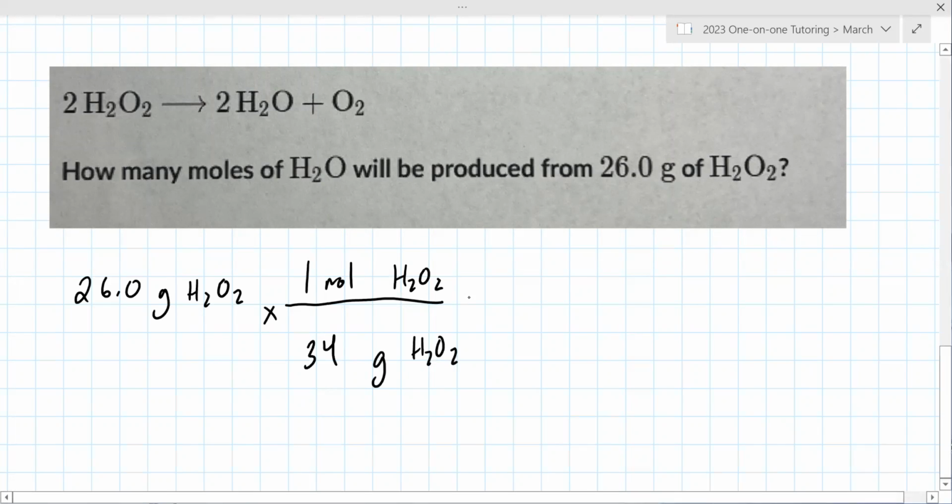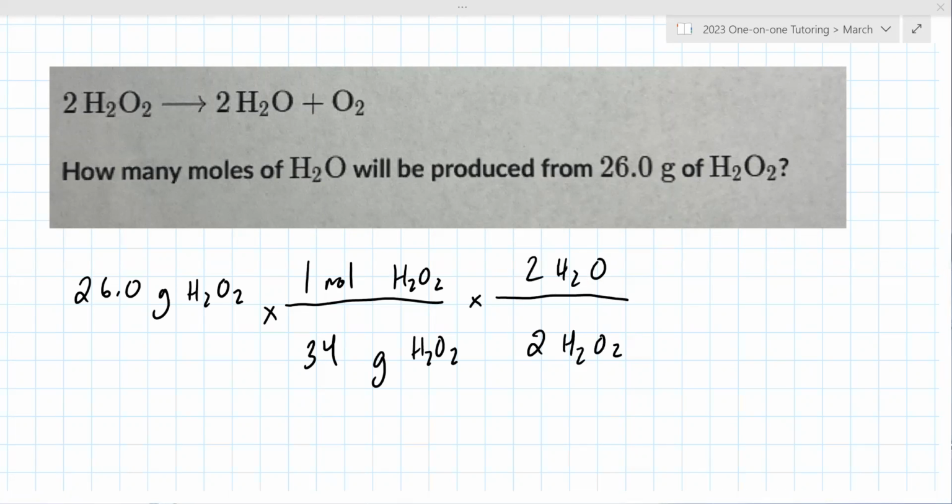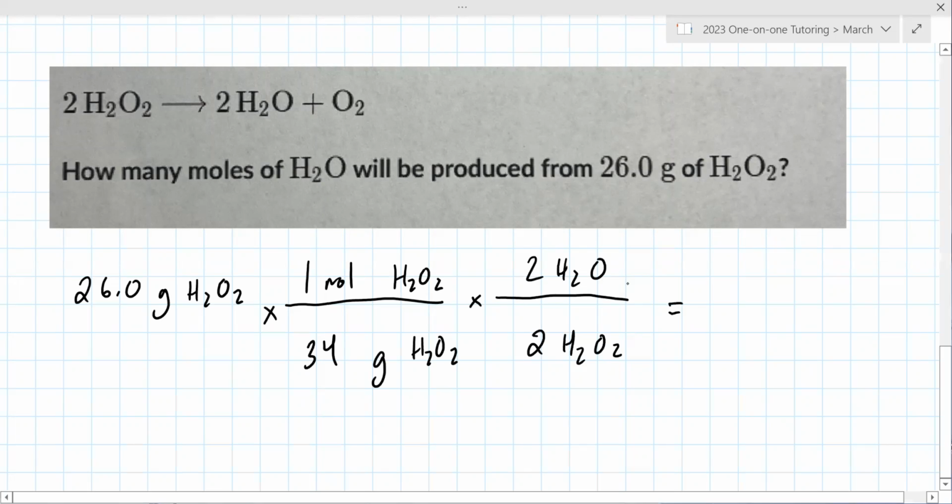And then this time though, we've got to now do the mole conversion from the coefficients here. So it's 2 and 2 again. I mean, it doesn't always work out. They're the same, but it does in this problem. So we can cross out those coefficients, right? Yes.